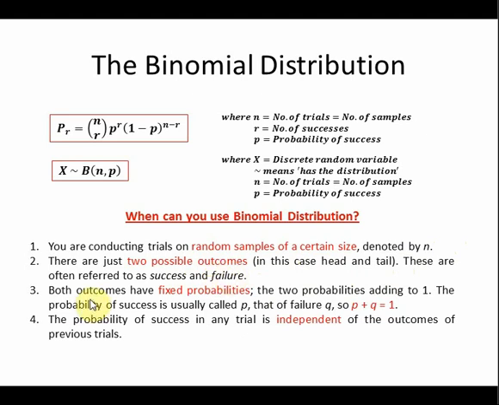Third, both outcomes have fixed probabilities, the two probabilities adding to 1. The probability of success is usually called P, that of failure Q, so P plus Q should be equal to 1. Fourth, the probability of success in any trial is independent of the outcome of the previous trial. Only if all of these criteria are met can we assume the distribution to be binomial.